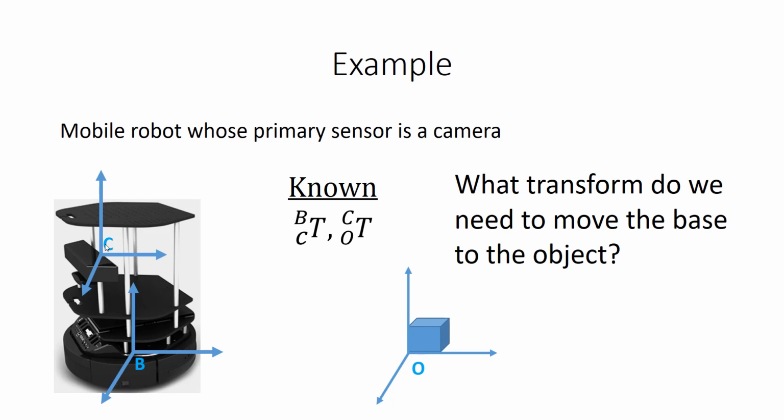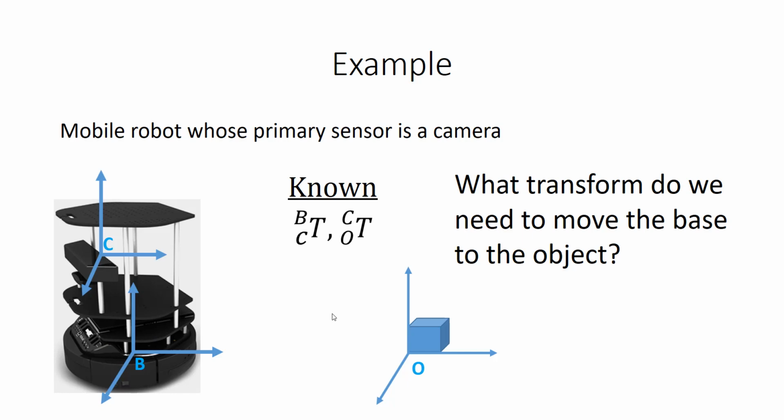And we know the transformation from the camera to the base, because that is something static and won't change. That's just part of the physical layout of the robot. So when you build a robot, you know that when I put the camera here, I can tell you what the transform from the camera to the middle of the base is. So we know those two things.